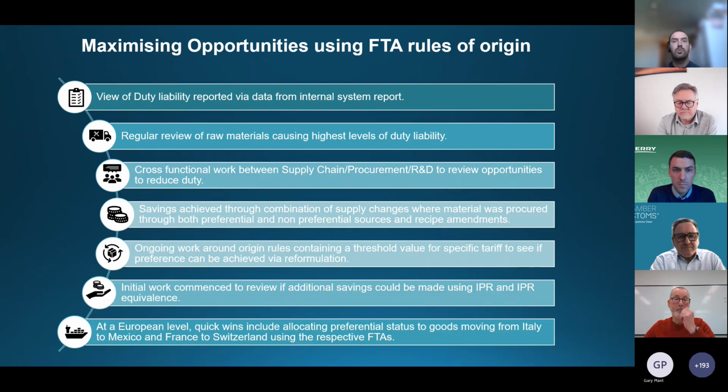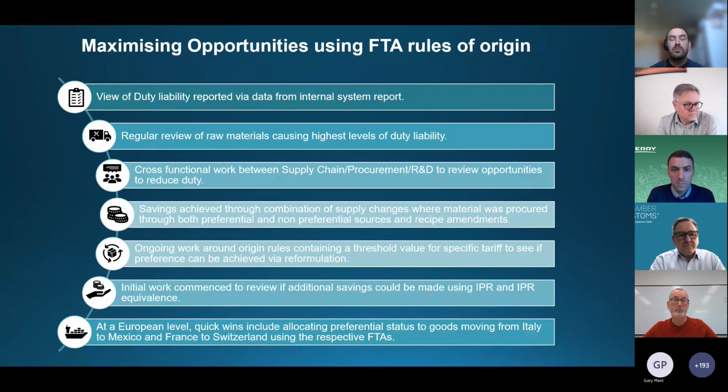So there are a couple of ways we've managed to achieve savings. One of them is through supply changes. To give an example, if we have raw materials coming in from multiple suppliers, mixed between preferential sources and non-preferential sources, can you move away from the non-preferential supply to stick with your preferential supply so that you can guarantee preference for your consuming finished goods?